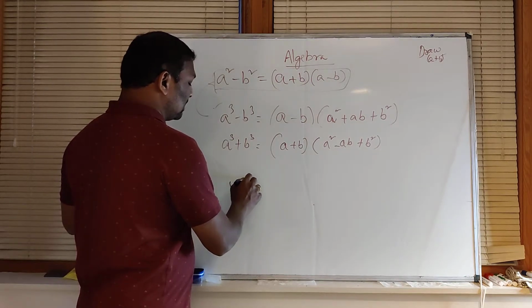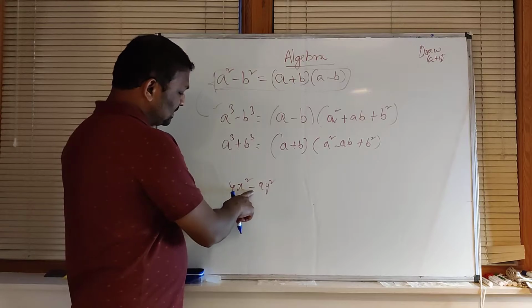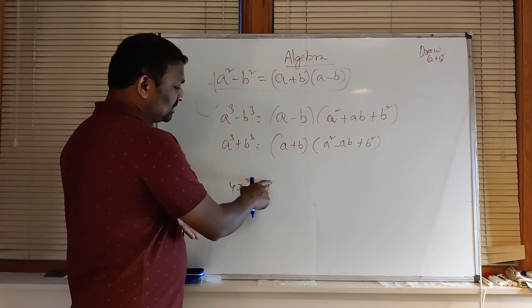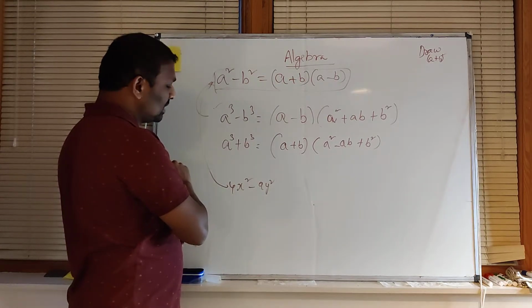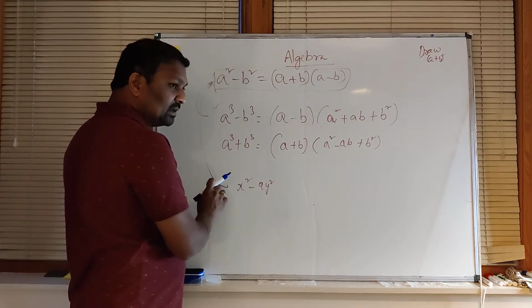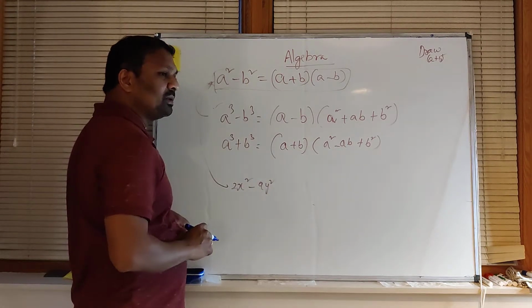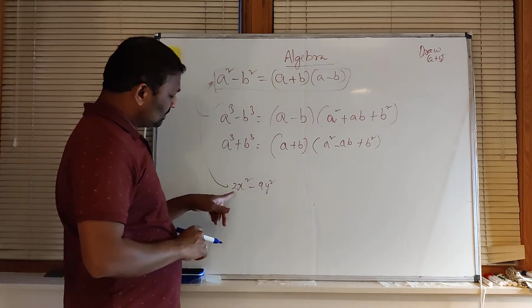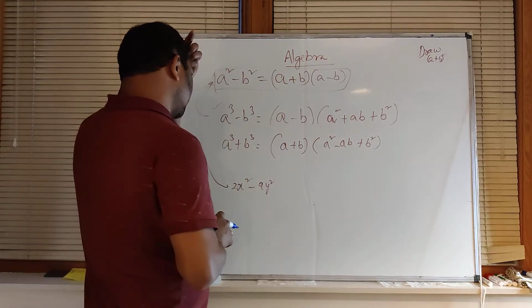If it is a minus and you see some square terms, something like 4x square minus 9y square, see, minus is here and there are square terms here. You can convert this into this form. Whether there are perfect square terms or not, you can still convert it. For example, 2x square becomes square root of 2x whole square. Like that you can apply.